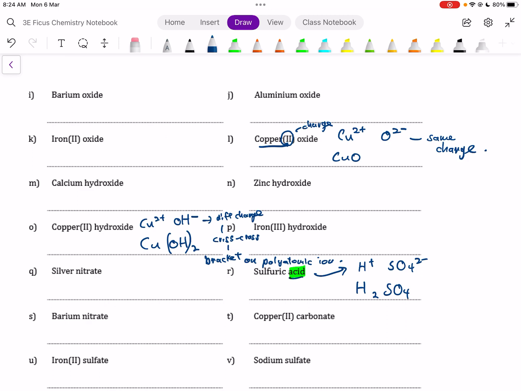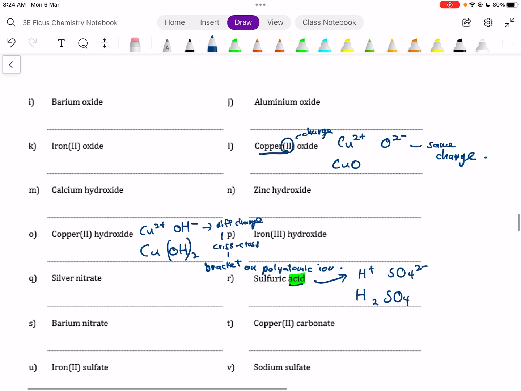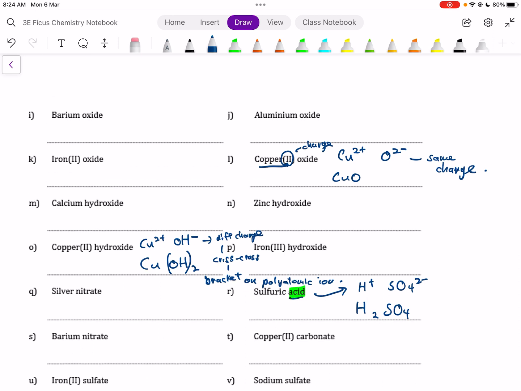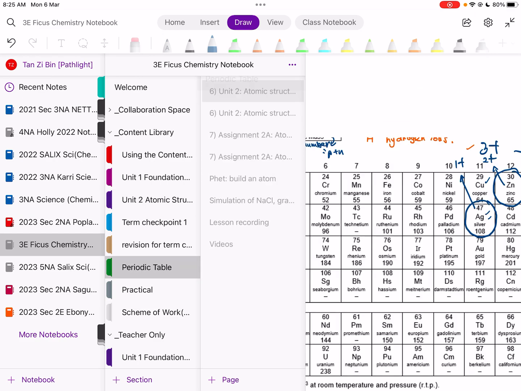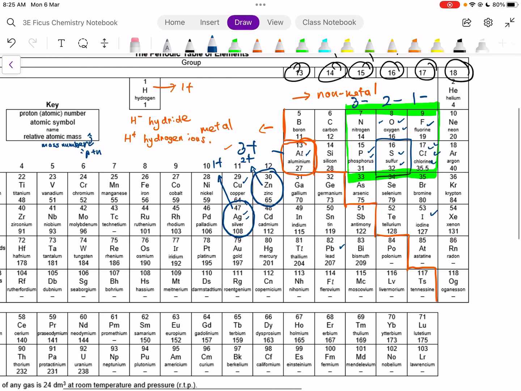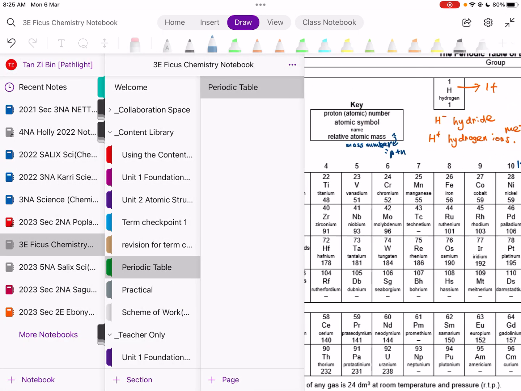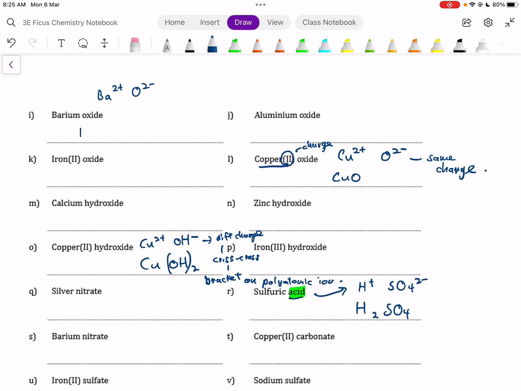Alright, back to this. I see quite a couple of examples. So I have barium oxide. This is Ba2 plus and O2 minus. Barium is in group 2, oxide is in group 16. So this one is the same charge, so you write it down as BaO.